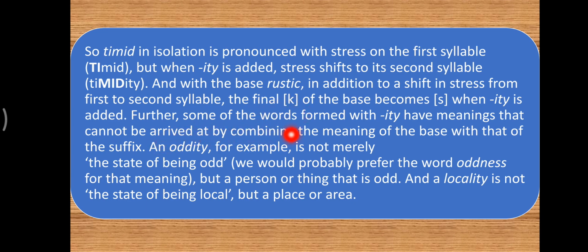Further, some of the words formed with ity have meanings that cannot be arrived at by combining the meaning of the base with that of the suffix. Oddity, for example, is not merely the state of being odd. We would probably prefer the word oddness for that meaning, but oddity means a person or thing that is odd. And a locality is not the state of being local, but a place or area.